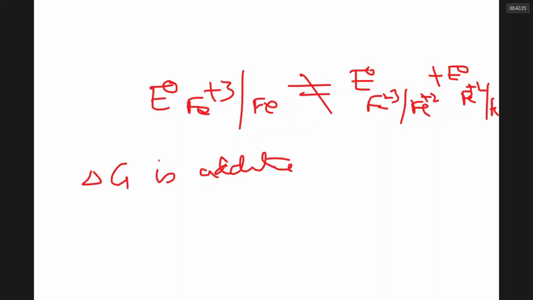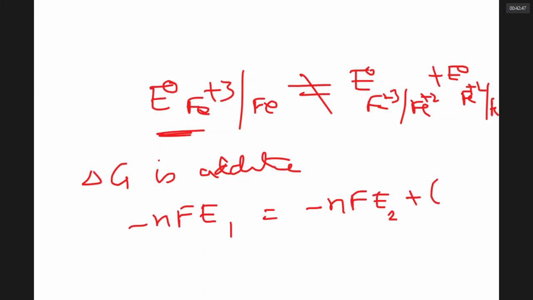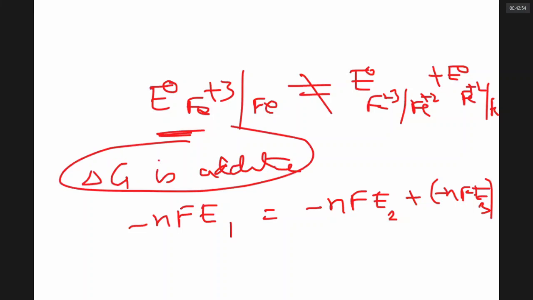So, this corresponds to a delta G given by minus NFE1. It corresponds to minus NFE2. It corresponds to minus NFE3. Notice delta G is additive. So I cannot take E0 as such, but I can convert into delta G and say it is additive.